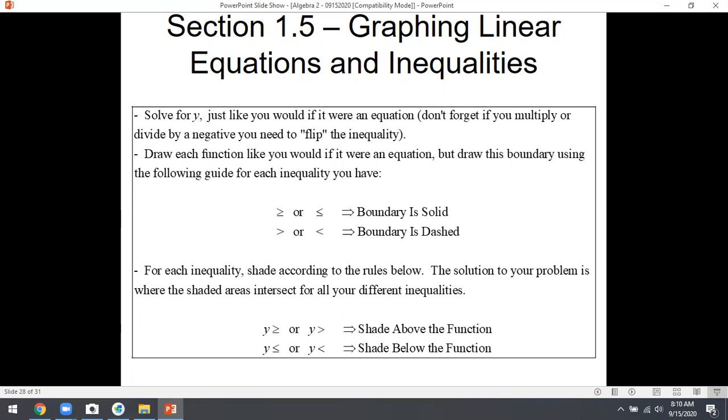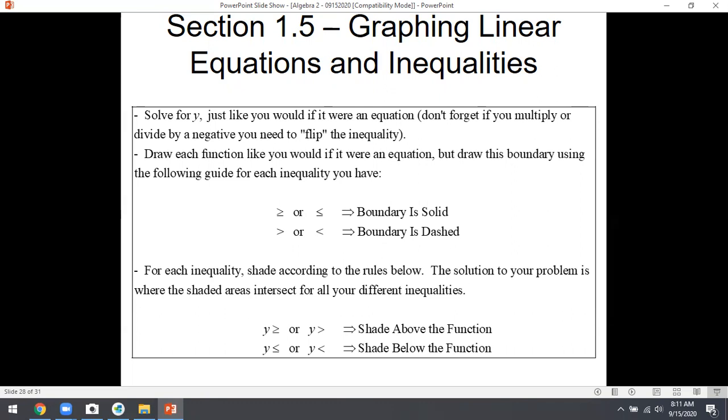On the other hand, if there is not equality in your inequality, so it's just less than or greater than, no equal to, then when you draw the graph, you need to draw it with a dashed line. After you've done that, you've done most of the work.